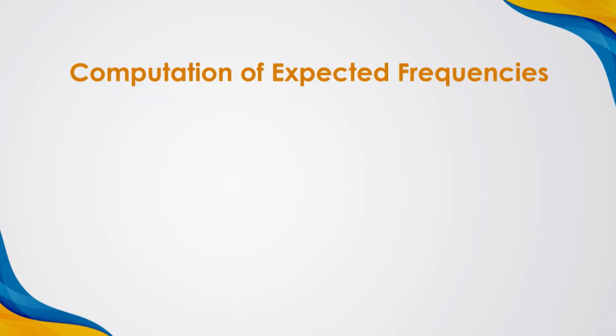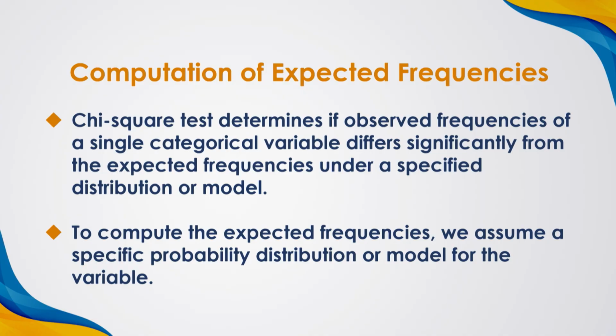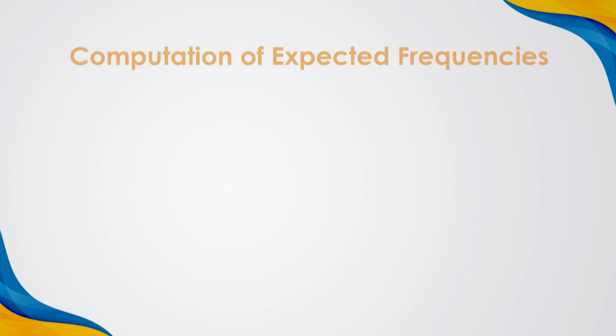Now coming to the computation of expected frequencies, the chi-square test determines if observed frequencies of a single categorical variable differ significantly from the expected frequencies under a specified distribution or model. Here you can go with different types of distribution, where it may be chosen as a binomial or it may be a Poisson. Any type of distribution can be chosen for the chi-square test here. To compute the expected frequencies, we assume a specific probability distribution or model for the variable.